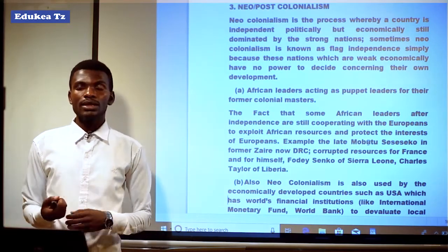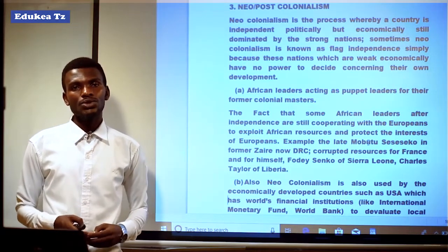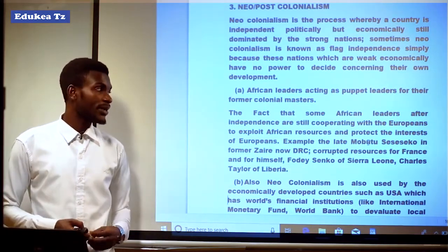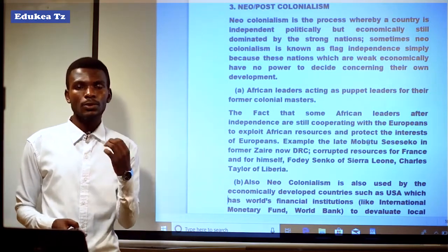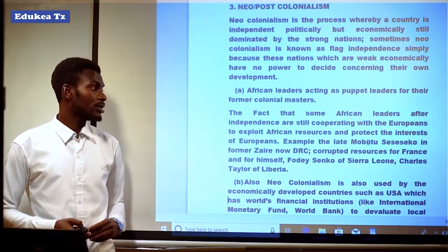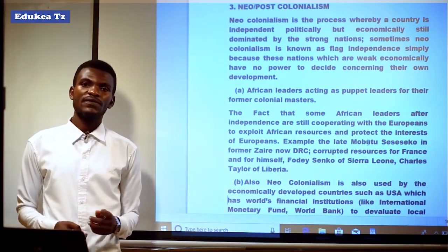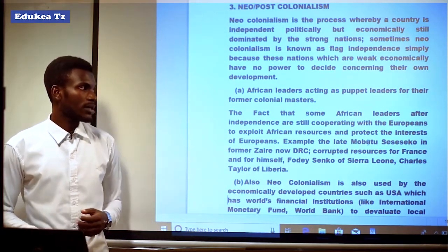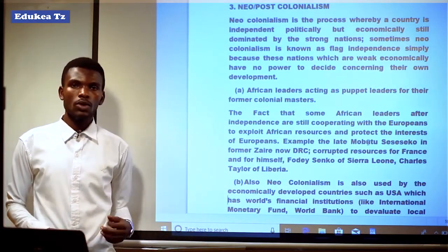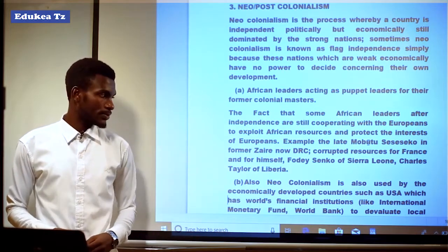It means that after the independence of many African countries, the leaders of African nations have still been cooperating with the European nations in exploiting African resources and protecting the interests of the Europeans, or the new colonialists.